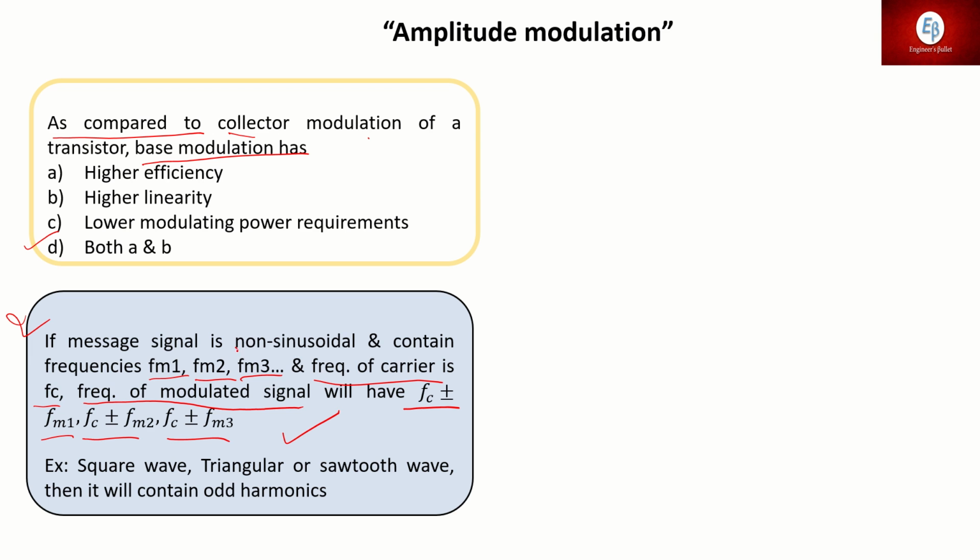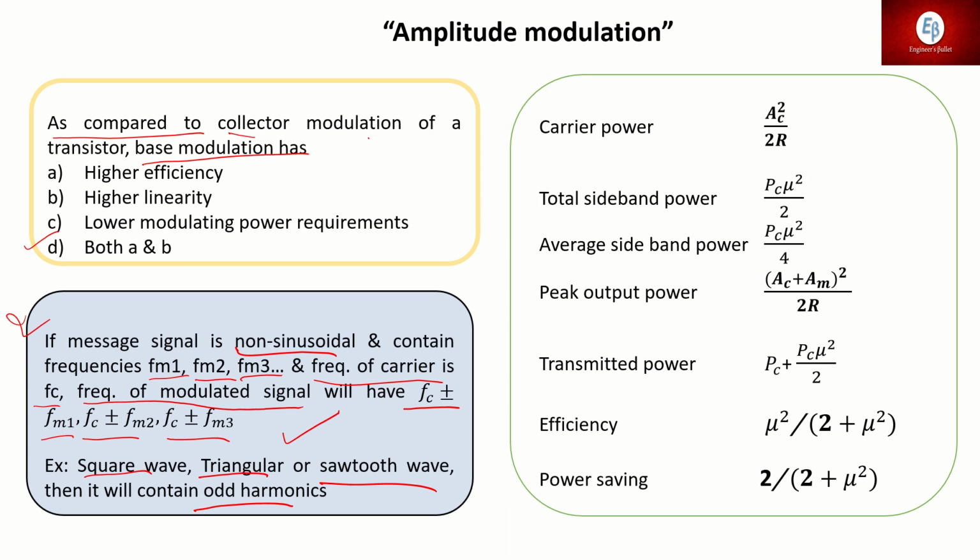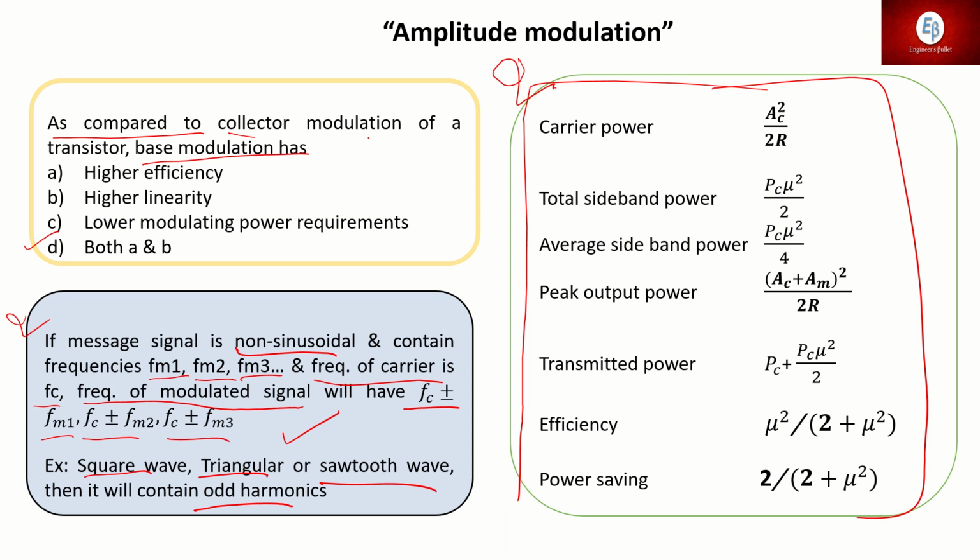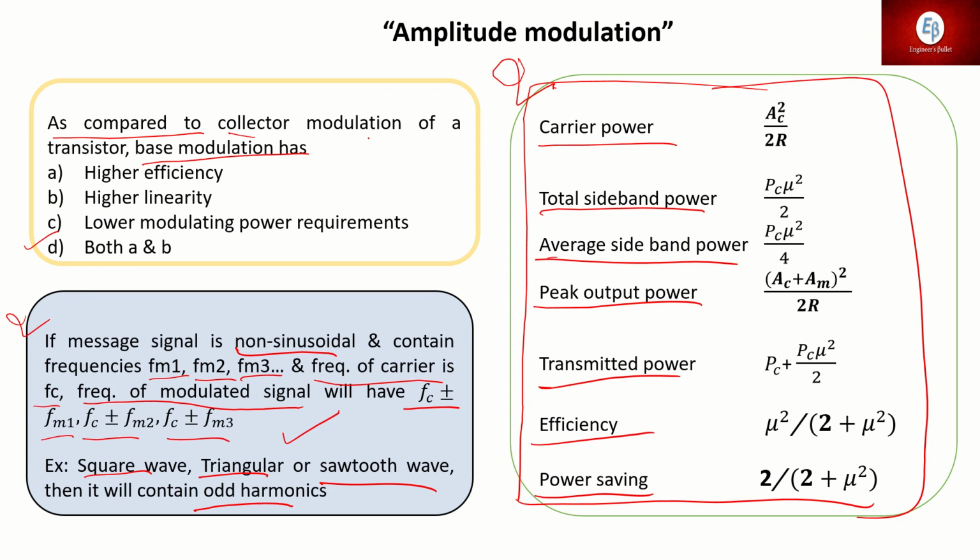So non-sinusoidal means square wave, rectangular wave, or sawtooth wave. These are the non-sinusoidal waves, and they will contain the odd harmonics. We will learn about the odd harmonics in signals and systems when we start that fresh new subject. I have summarized these formulas in one slide, in which you are given multiple formulas which have been asked in different questions, and these questions are asked multiple times in any examination, so you can solve any type of problems by using these formulas.